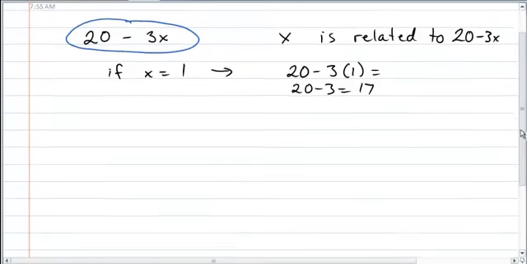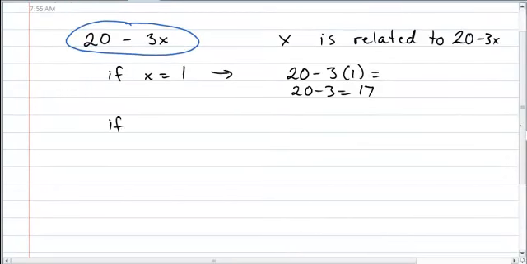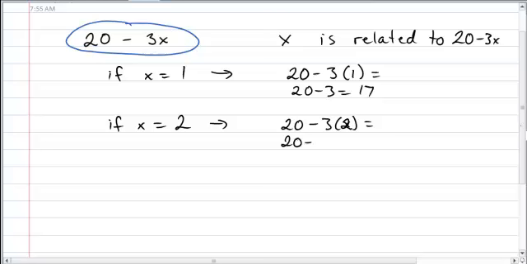All right? Well, what happens if x equals 2? Then we end up with 20 minus 3 times 2. Okay, what does that equal? So we end up with 20 minus 6, which equals 14. Right, so we're establishing a relationship.